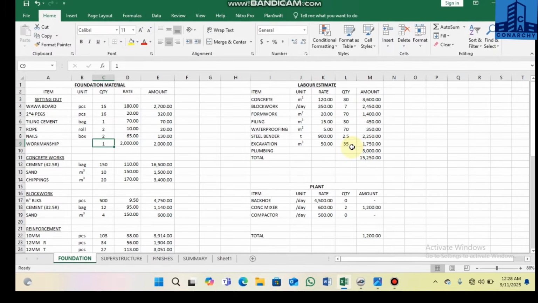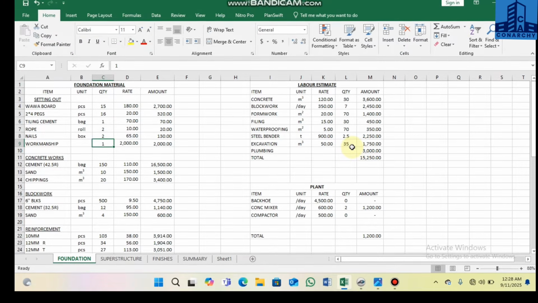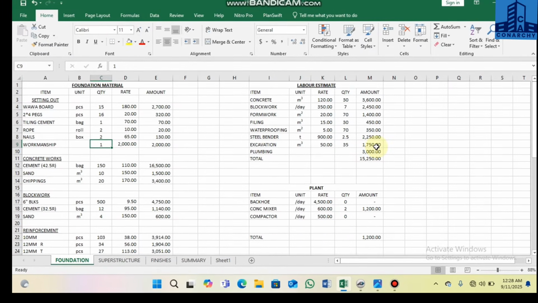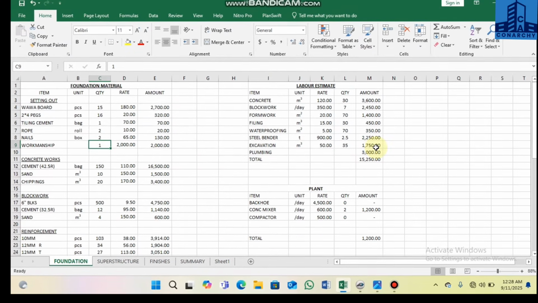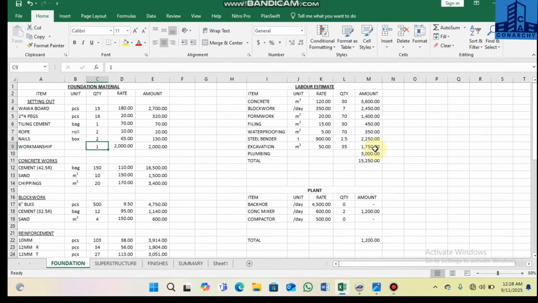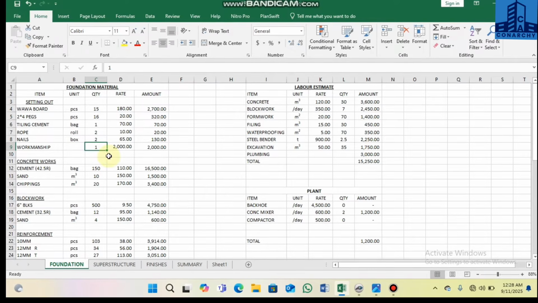There's not really a lot of excavation to be done, so 1,750 cedis should be okay for the excavation. This is not really fixed. You just have to know how to bargain with the guys. Some might say 2,000. You just have to bargain with them to bring it down. So it just depends on you.